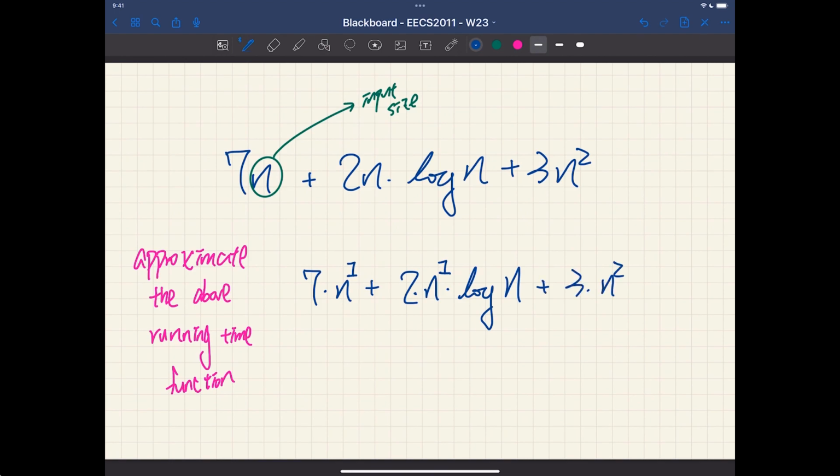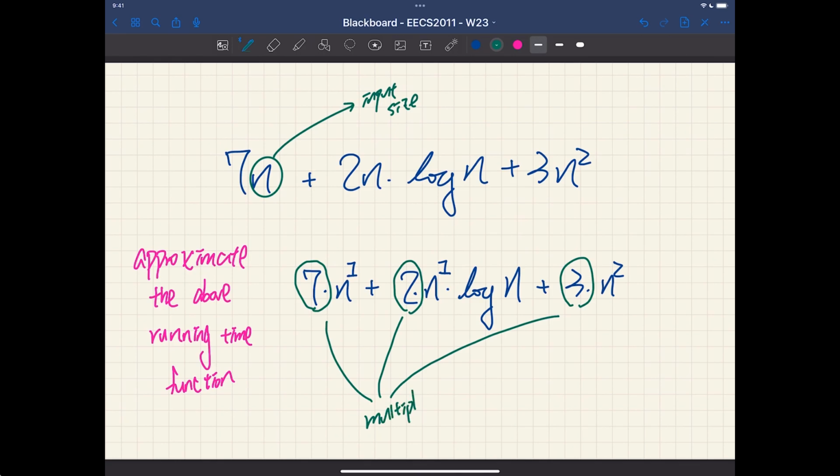All right? Let's now talk about the different terminology. Let's start with the simple one. The constants over here, 2 and also 3, are the so-called multiplicative constants. Easy to see. And if you look at the powers over here, n to the power of 1, and log n, mathematically speaking, you can think of log n as a lower power than n to the power of 1.